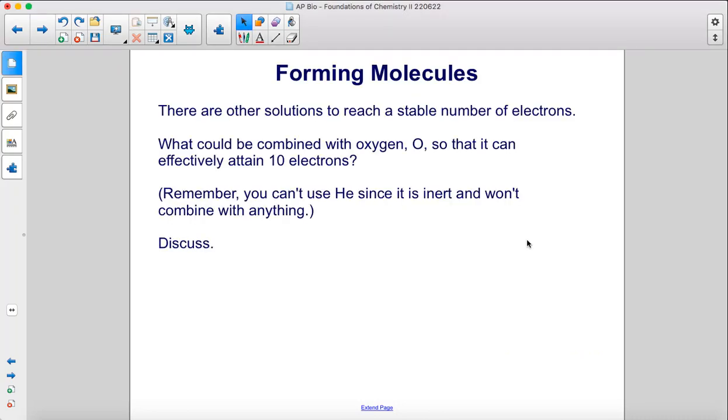There are other solutions to reach a stable number of electrons. What could be combined with oxygen, O, so that it can effectively attain 10 electrons? Remember, you can't use helium since it is inert and won't combine with anything. Discuss.